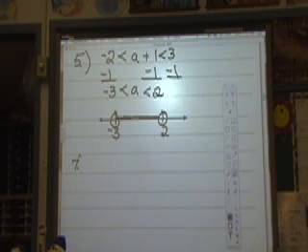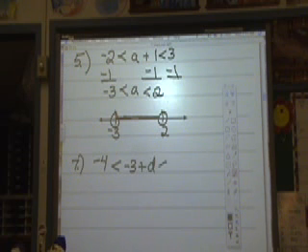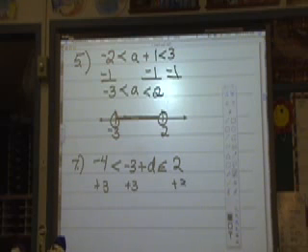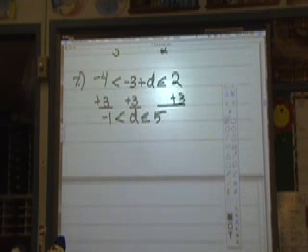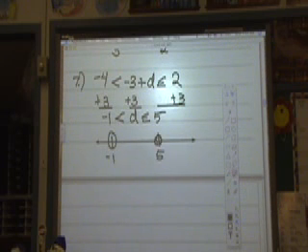Okay, number 7. Steffi? Okay, you add 3 to both sides. So you have -1 is less than D is less than or equal to 5. And then graph it. An open circle at -1 and a closed circle at 5. And then shade in between. Right.